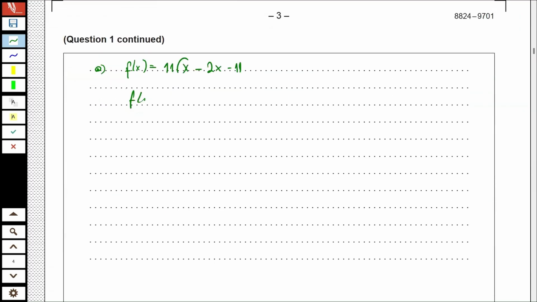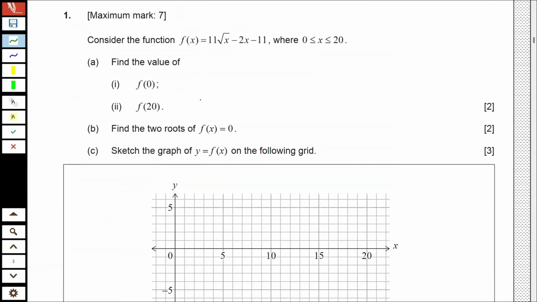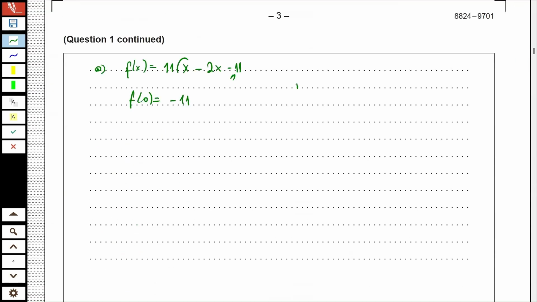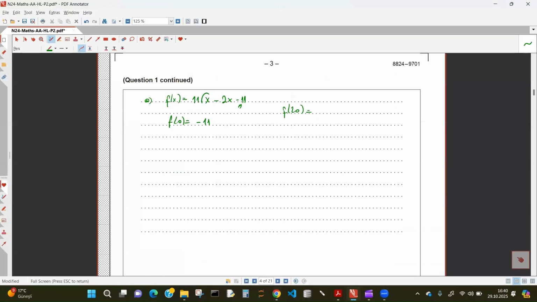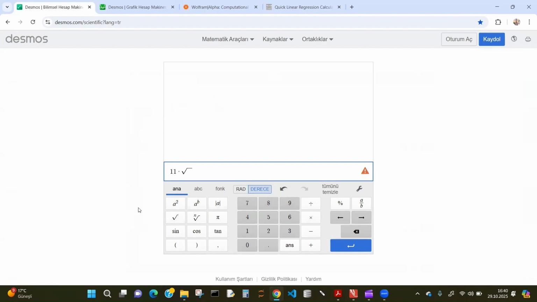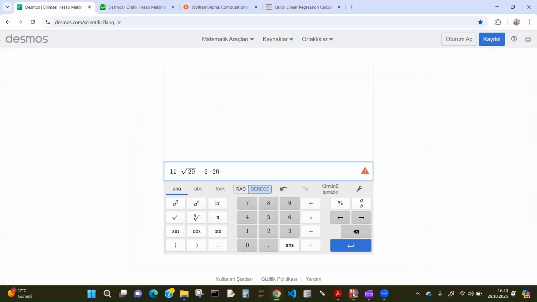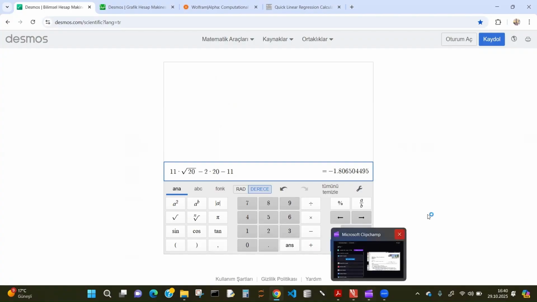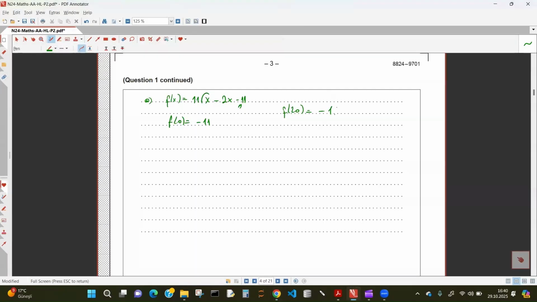f(0) is gonna be this constant, minus 11, and the other one is f(20). We can find here, it's gonna be 11 times square root of 20 minus 2 times 20 minus 11, which is minus 1.81.